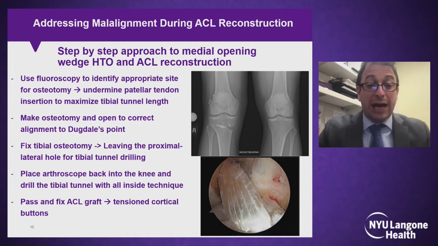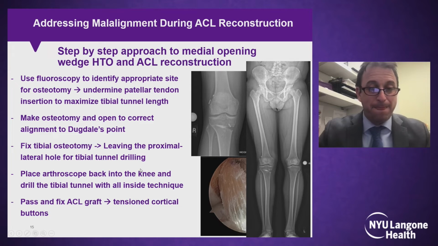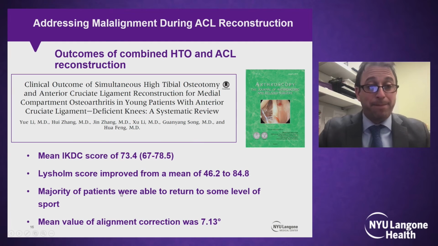Once the osteotomy is complete and our implant's in place and fixed with 3 of the 4 screws, we're going to insert the arthroscope back into the knee and drill our tibial tunnel with an all-inside technique through that empty hole. We'll then pass and fix our ACL graft, tensioned with cortical buttons, as you see here in the fluoroscopy image at the top. Here's our final output. As you see, the mechanical axis is now directly through Dugdale's point. We've got our fixation buttons for the ACL reconstruction, and our osteotomy is created with that PEEK implant.